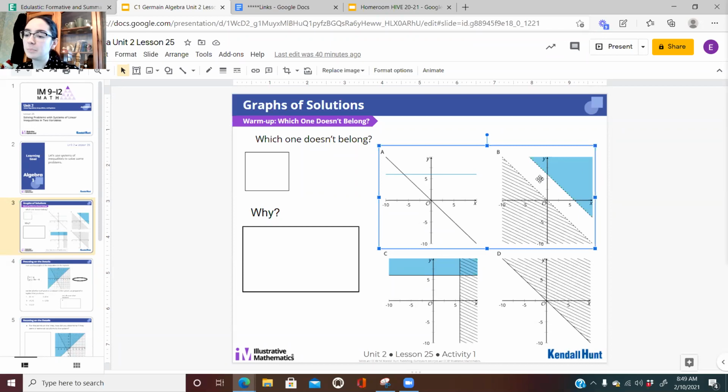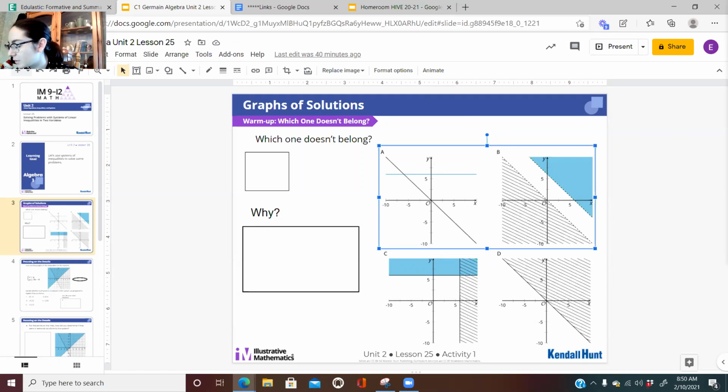A couple people said B because it was the only one that had no solutions. Because if we look at the two shaded regions here on B, there are no spots on this graph where there's going to be an overlapping region. So the solution to this system of inequalities would be no solutions. Nice job. And then one other person said they chose D.